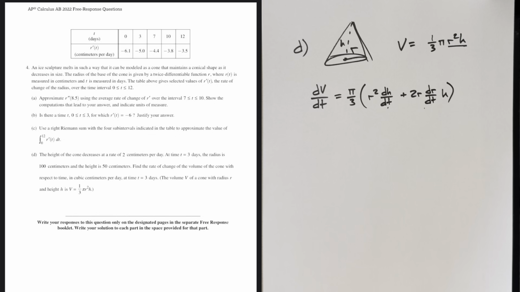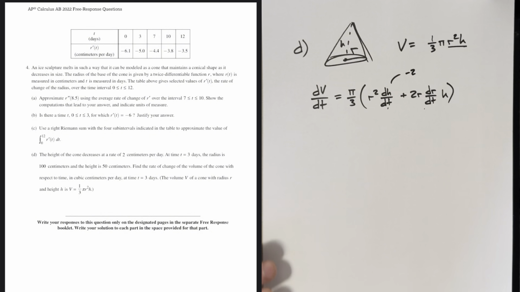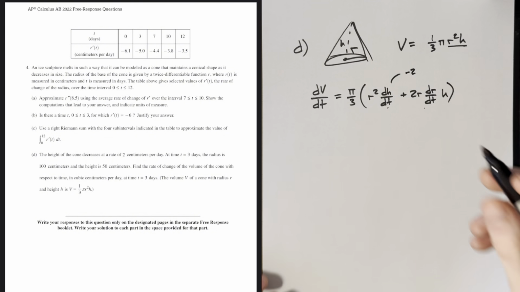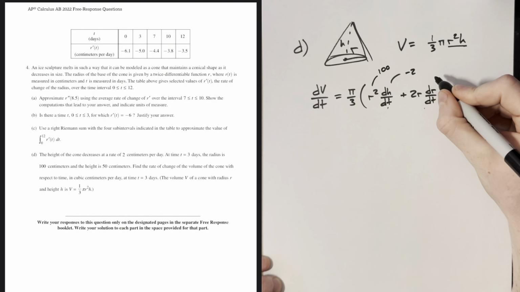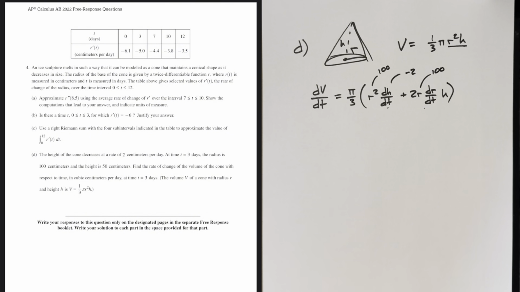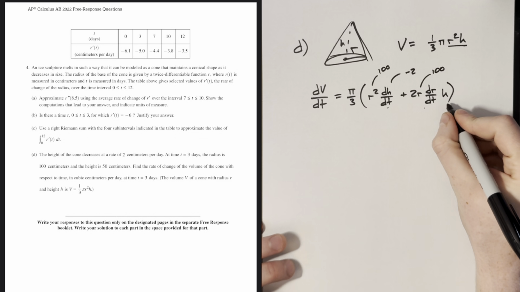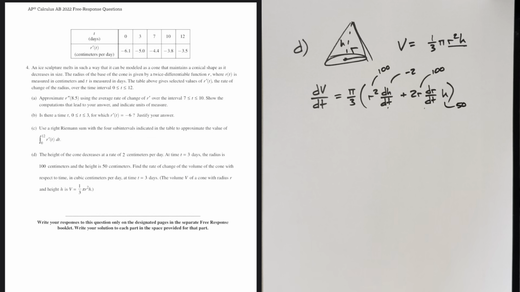Now let's see what the question actually gives us. It says the height of the cone decreases at a rate of 2 centimeters per day. Well, that tells us that dh/dt is -2. It also tells us that the radius is 100 centimeters, so that radius is 100. They also tell us that the height is 50 centimeters.